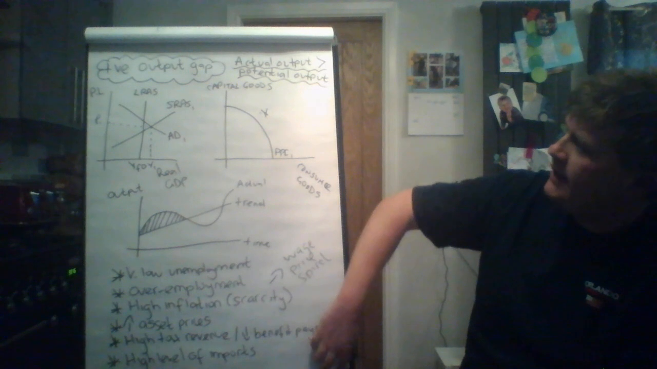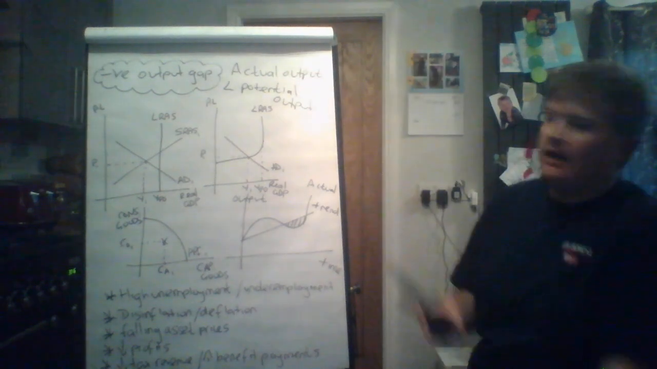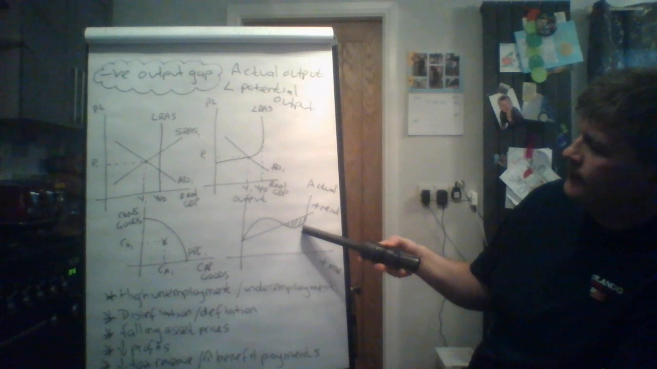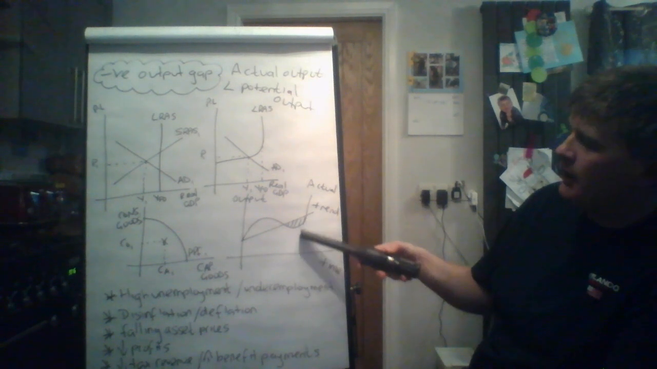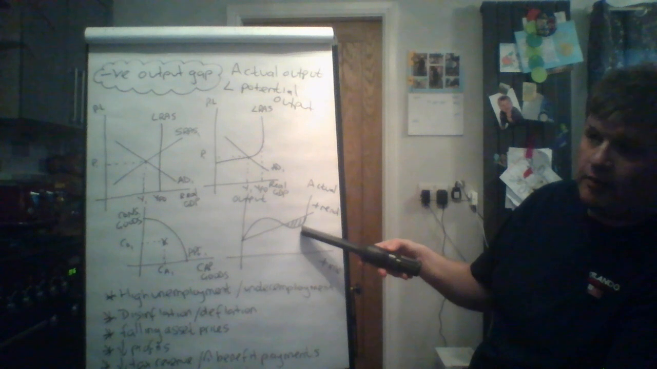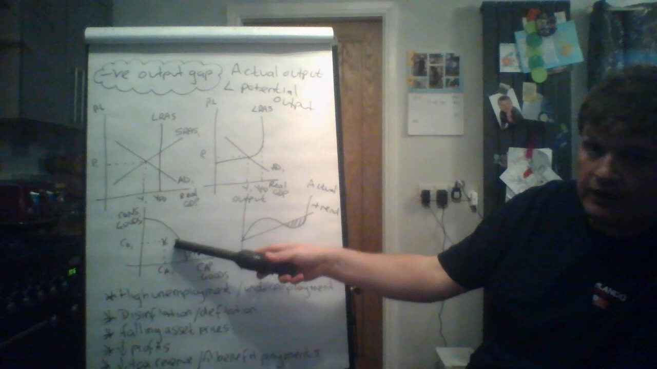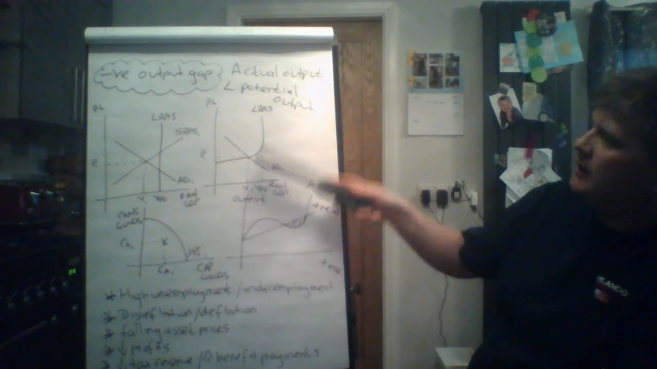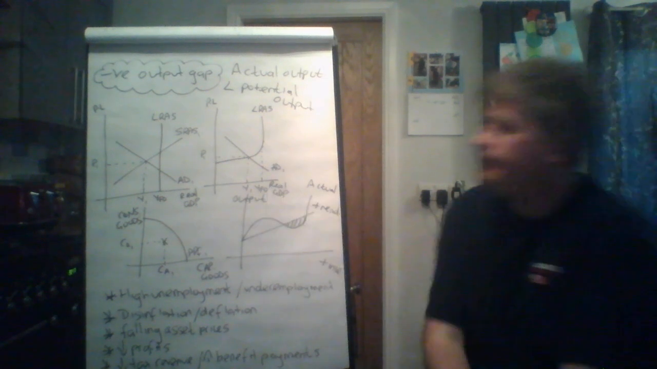Right, now let's move on to a negative output gap. This should be a bit more obvious really. It occurs when actual output is below potential output. The economy is operating below its potential output or its trend rate of economic growth. What it means here is we have spare capacity. So with a classical LRAS, the economy is below its potential. With a Keynesian LRAS, again, we're below our potential output.